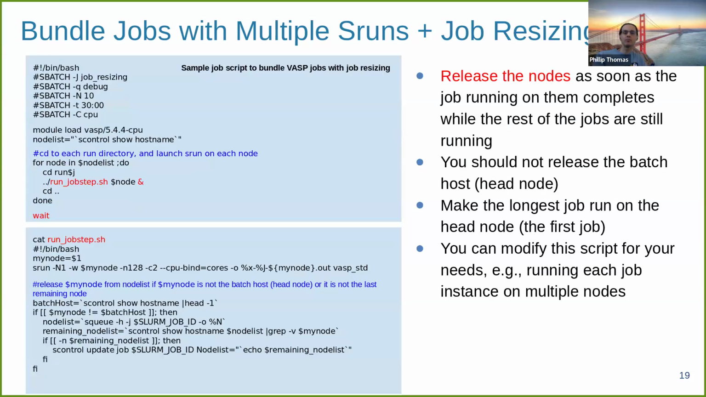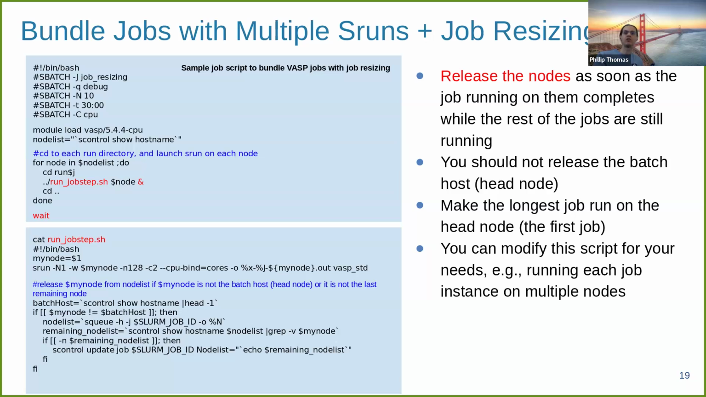The other thing you can do is this technique of job resizing. In this case, what we've done is we want to run the same 10 jobs on 10 different nodes as we did in the previous script, but now we want to release the nodes when each job completes. To use this, we're going to loop over the nodes in our node list of 10 nodes, and then we're going to launch this script, which allows us to launch a job and then release the node as soon as it completes.